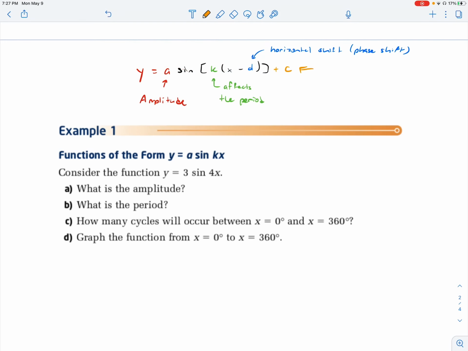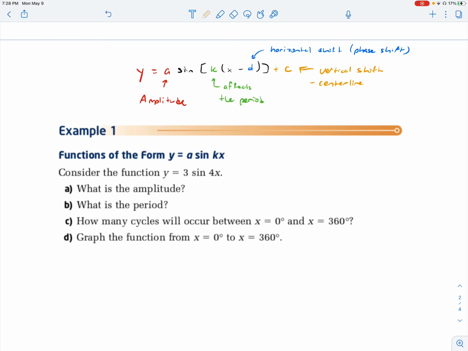And then C is our vertical shift. Now, what I like to call it is I like to call it the center line. Okay, call it the center line because C actually shows us where this imaginary middle line would occur. That'll be the middle of our graph. So if there is a vertical shift, then that center line moves up and the whole graph moves up with it.